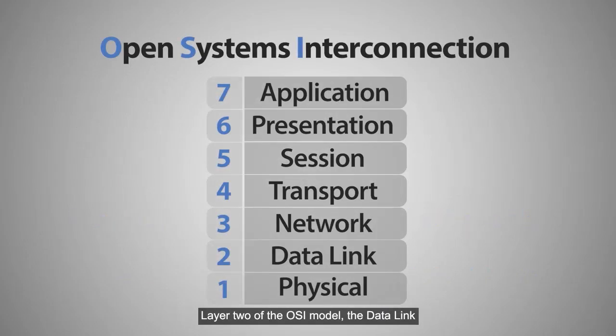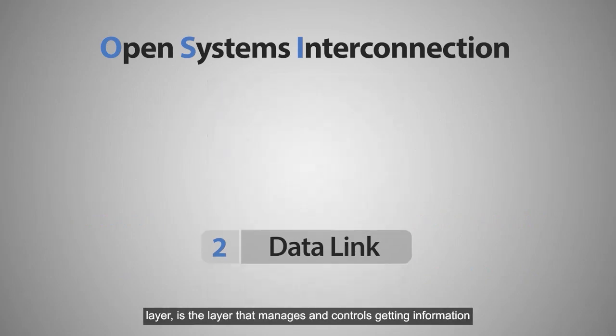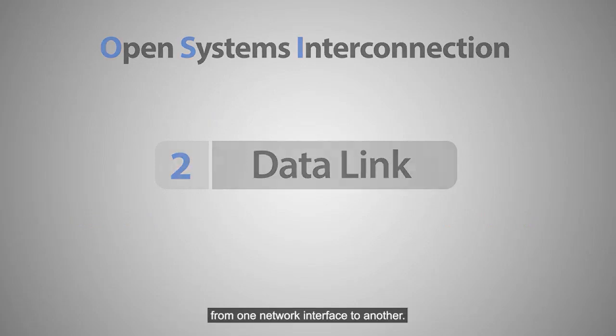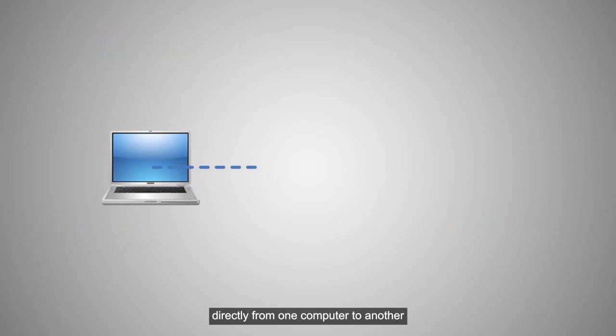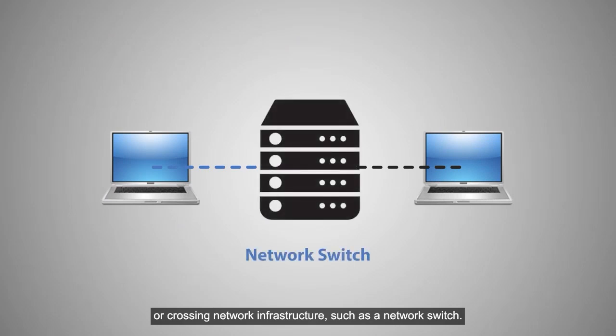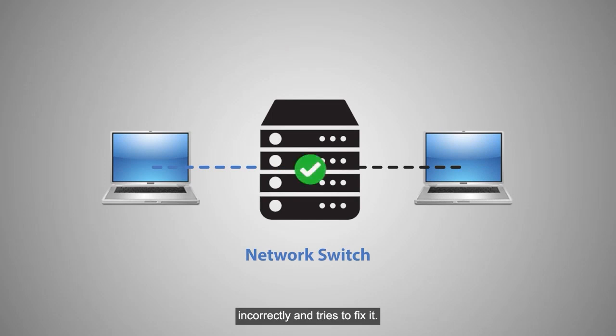Layer 2 of the OSI model, the data link layer, is the layer that manages and controls getting information from one network interface to another. That may mean going directly from one computer to another or crossing network infrastructure, such as a network switch. It also detects if the information was sent or received incorrectly and tries to fix it.